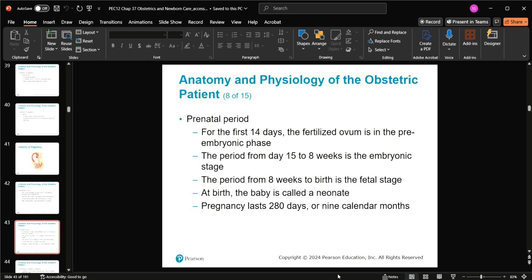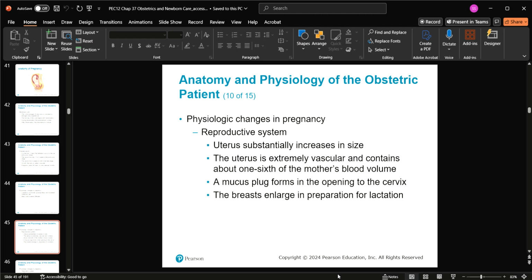This just talks about the breakdown of what exactly is happening during gestation. The first 14 days, it's a fertilized ovum in the pre-amniotic phase. Then we go to the embryonic phase, and then moving on to the fetal, and so on and so forth. The woman is going to develop a mucus plug, and that's one of the things that separates when they're about to give birth, when we talk about the bloody show and when their water breaks. We'll talk all about that later.